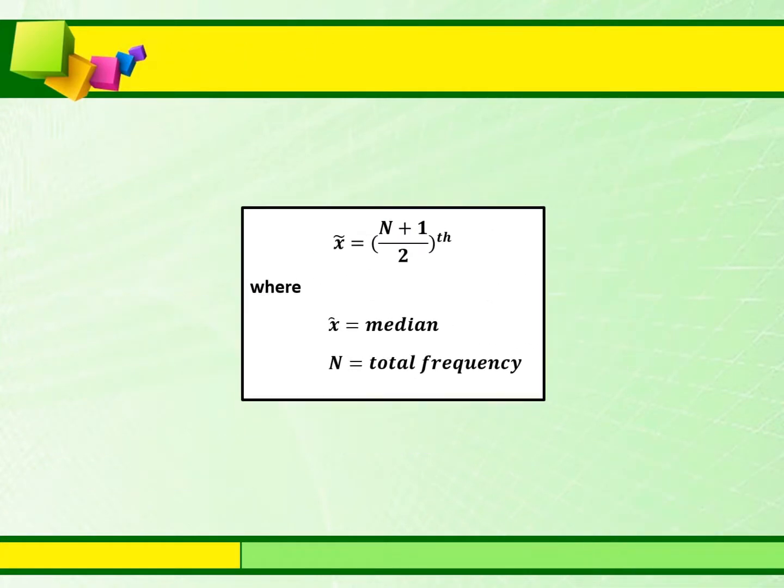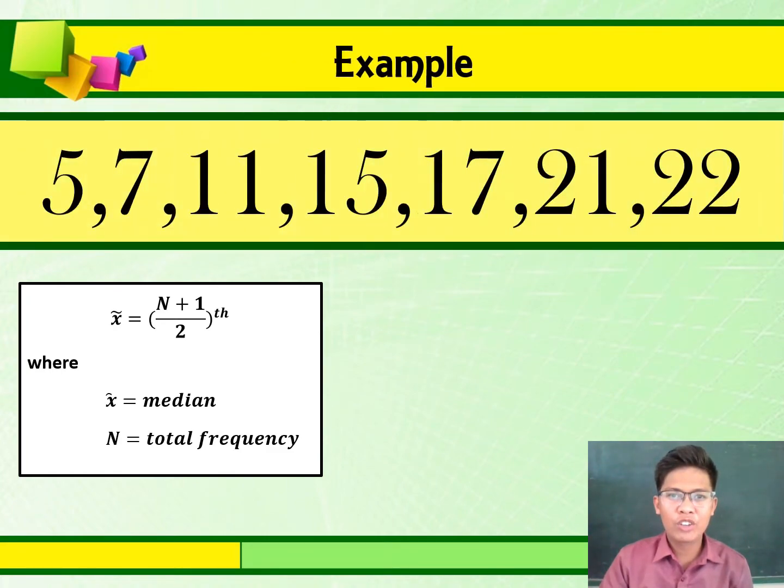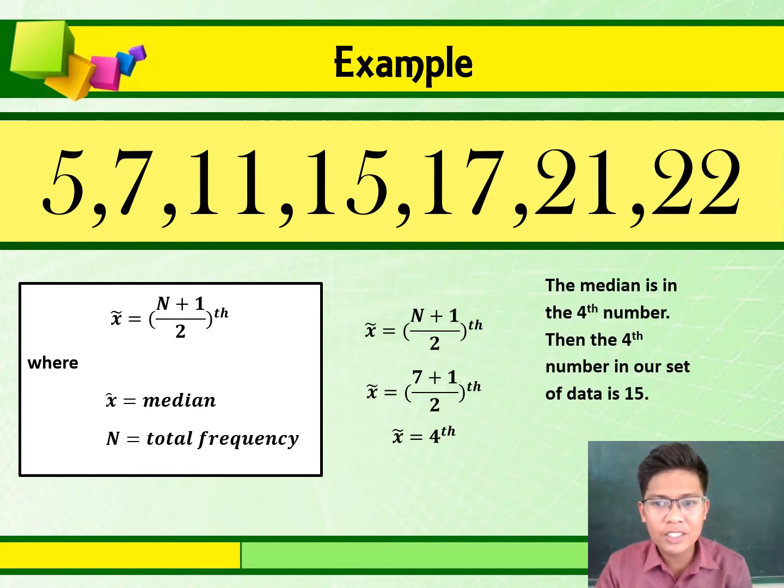For our example, let's try this in order to determine if our formula for the median is correct. We have 5, 7, 11, 15, 17, 21, and 22. Applying the formula, the total frequency is 7, plus 1 gives 8, divided by 2. That's why we have 4. If we find the fourth number in our given set of data, that is 15. So we can say that the median of this set of data is 15. Am I clear? Very good.